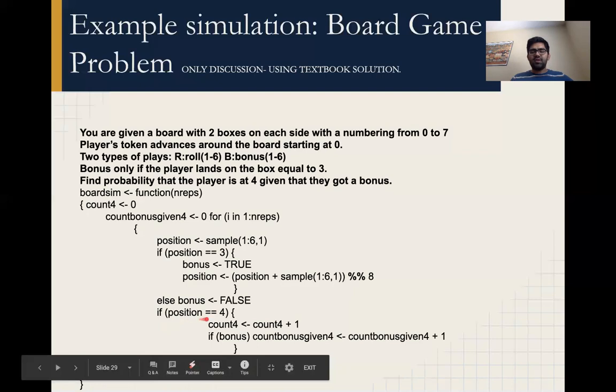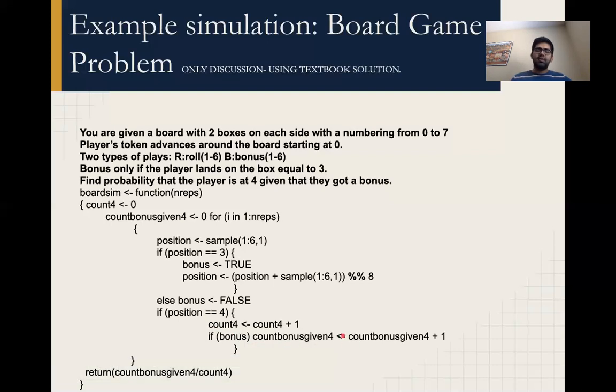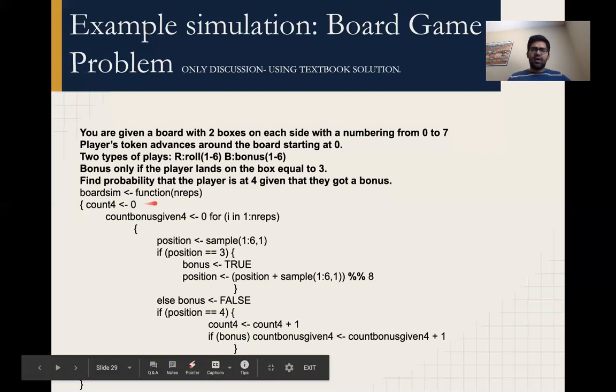Now if the position is 4, then I increase the counter, that is the number of times I landed at 4. Here I check whether the bonus, which I set right here, is true or false. If the bonus is true, countbonusgiven4 will increase again. And I return countbonusgiven4 upon count4, that is the number of favorable outcomes upon the number of total outcomes. Things to look out for in this code: this is how you write the function.